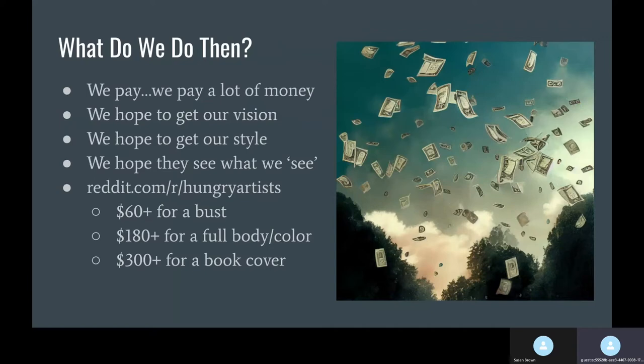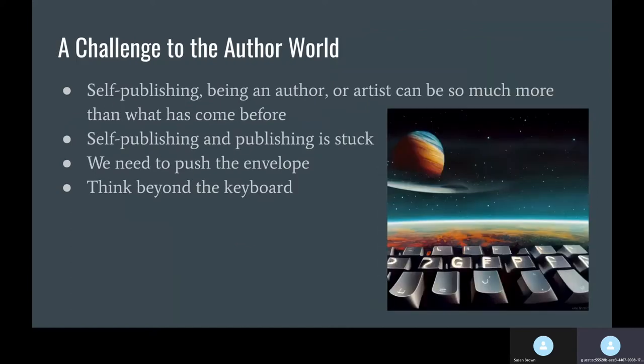So if you think about that, I want a character on the front of my book, you're going to spend $180 for a custom piece of art. And obviously book covers can be wide ranging, but if you want a nice book cover that pretty much fits your genre, you're going to be spending north of $300. That's for the design, the typography, and the layout. Those are the type of things we have to overcome. And then hopefully the AI art will be able to do that. Challenge to the author world.